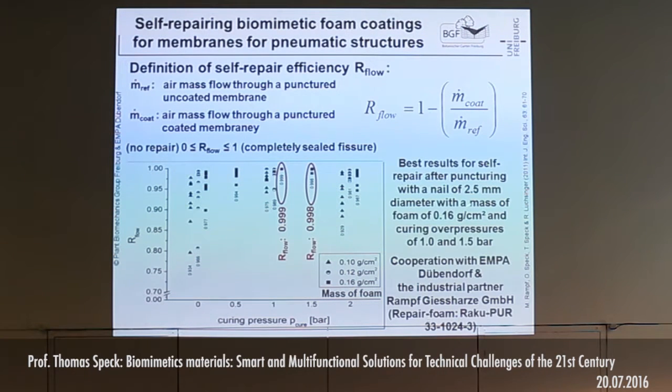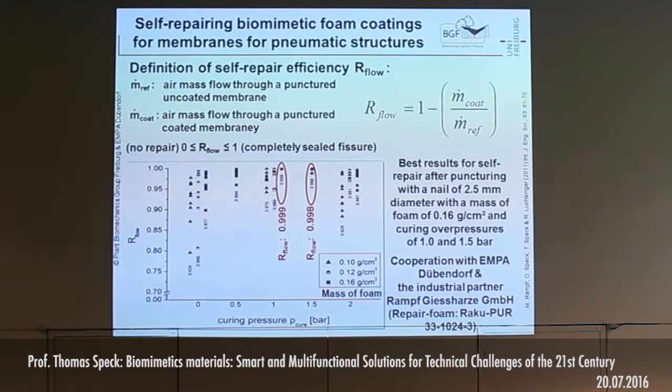The best results we get with a foam coating of 0.16 gram per square centimeter, so still a very lightweight structure, and with curing overpressures between 1 and 1.5 bar, you have self-repair efficiencies between 0.999 and 0.998. So more than 90% are entirely sealed, and in the remaining ones the airflow is reduced by a factor of 1,000 or more. We were very lucky to get this on the market with an industrial partner, Ramf Giesarts, and you can buy this repair foam under the name Raku Pur 33.